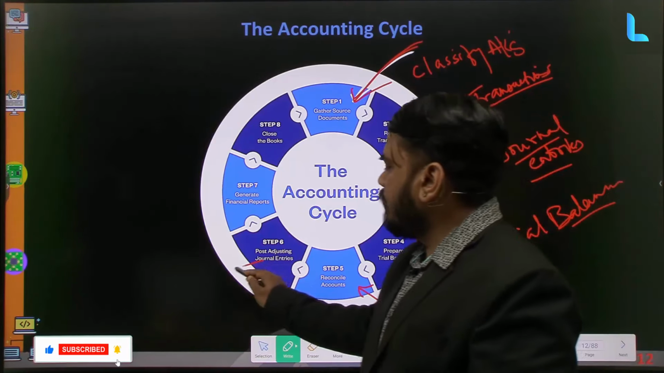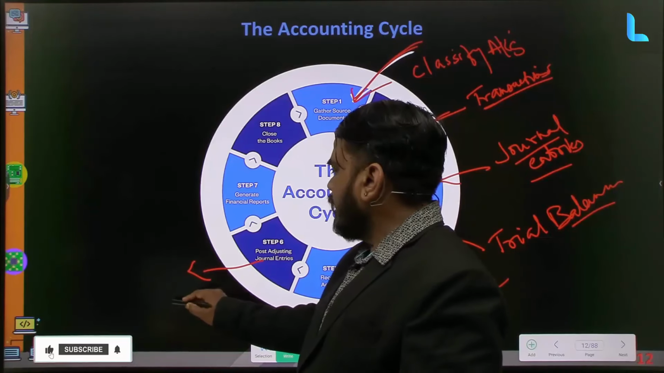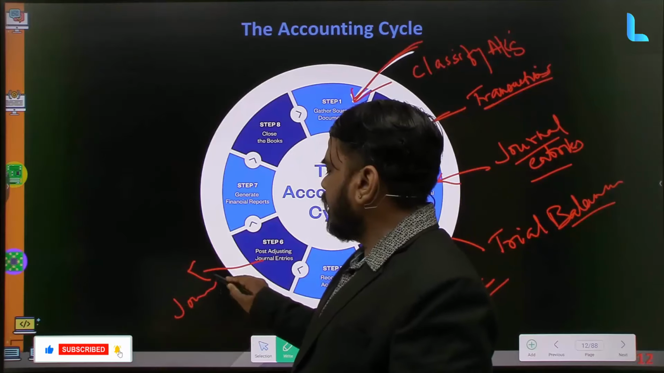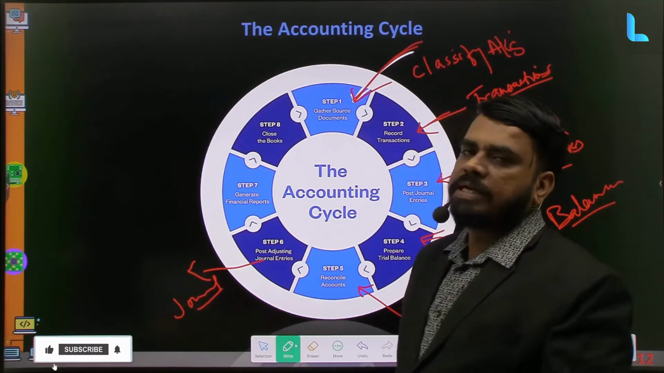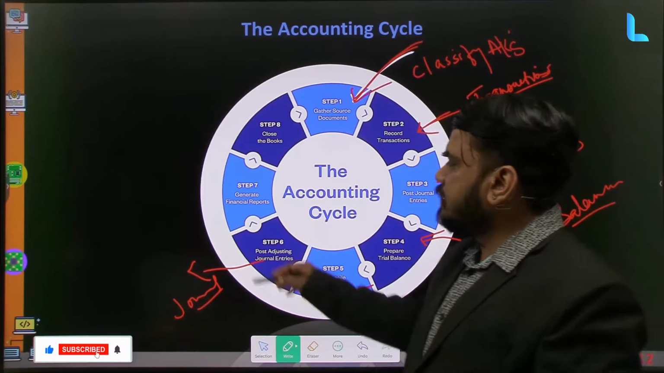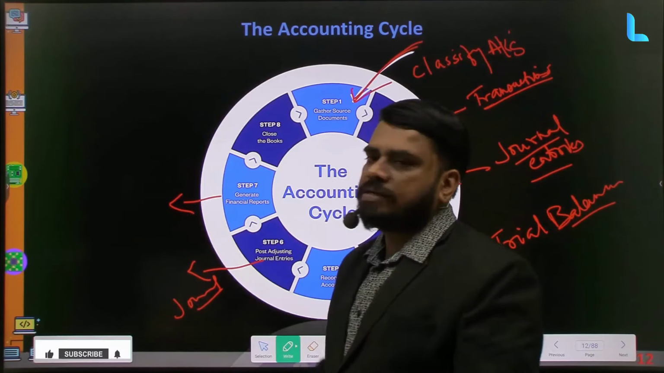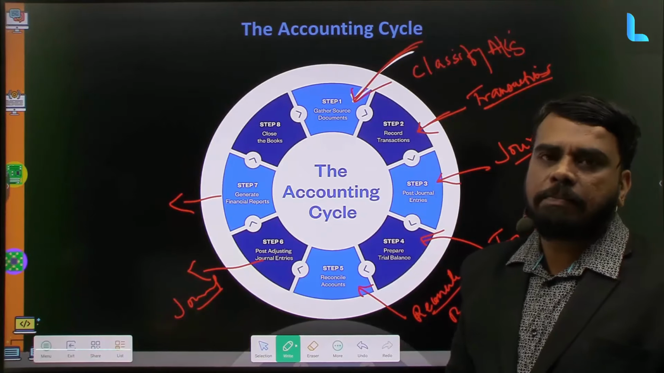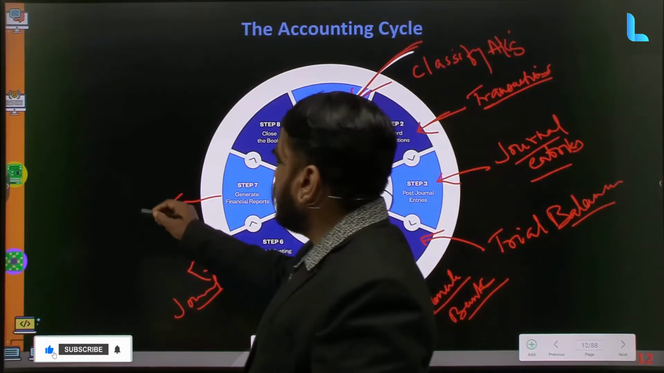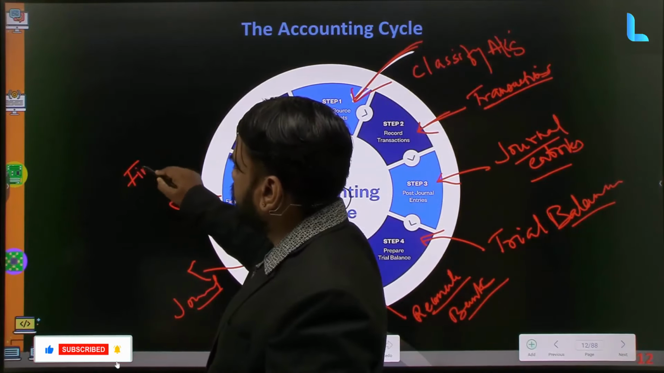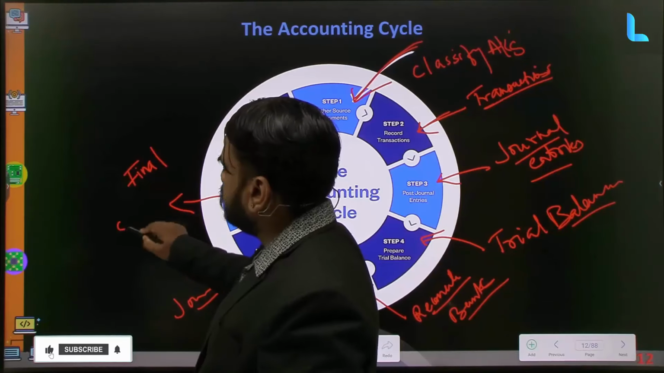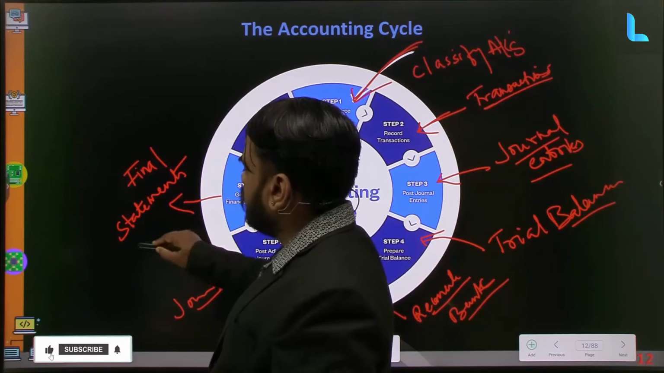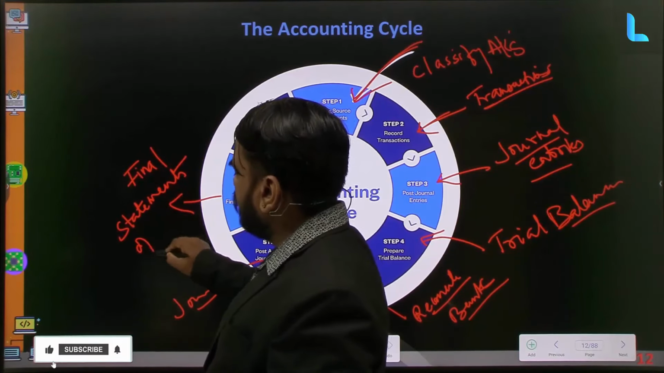Then after this, we have to make the post adjustments, that is, whatever adjustments in the journal entries we have passed, we have to check and make the necessary changes. And once that is done, we will be preparing the financial statements or the financial reports, that is profit and loss account and balance sheet. Once the profit and loss account is prepared, these are the final statements of accounts. We generally call them financial statements of accounts. We can also call them final statements of accounts.